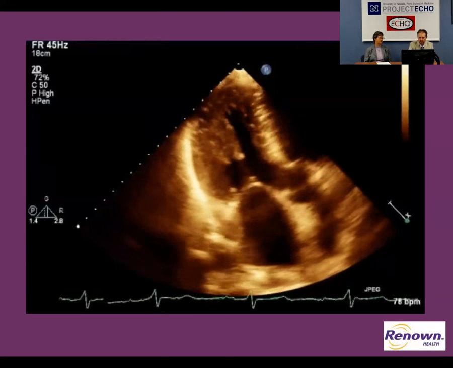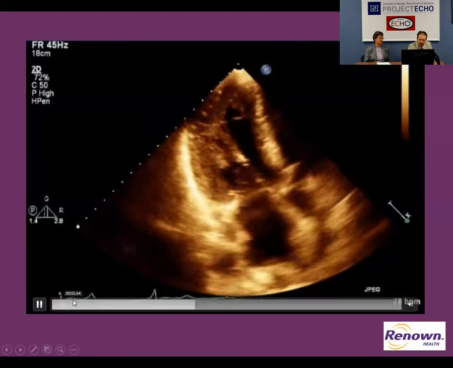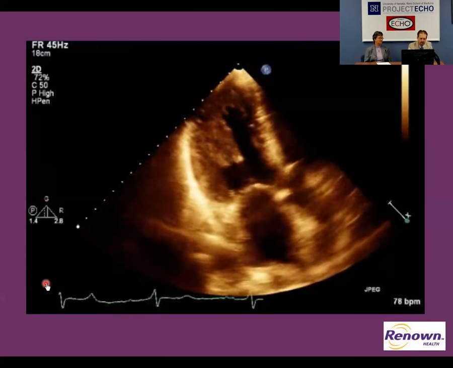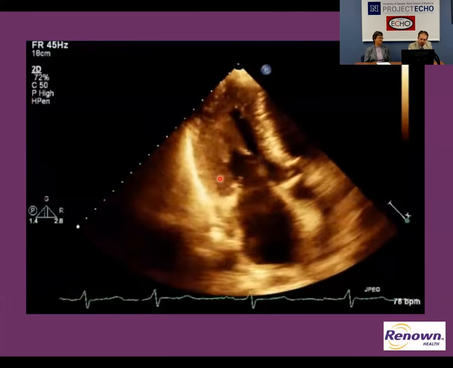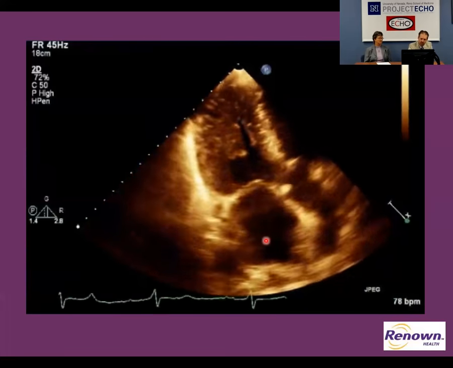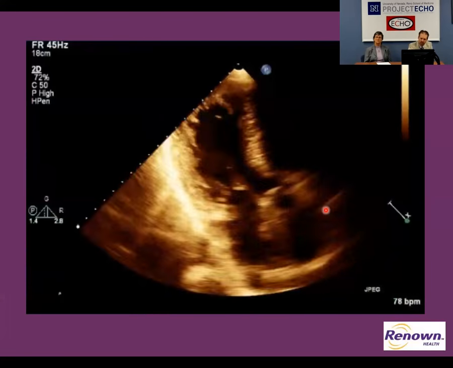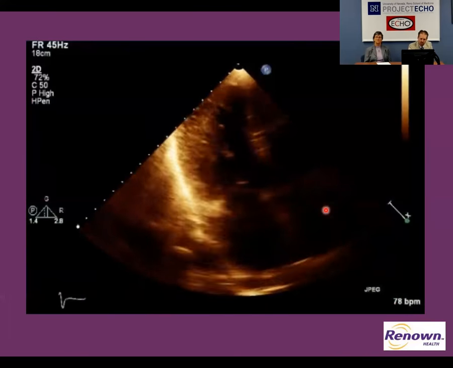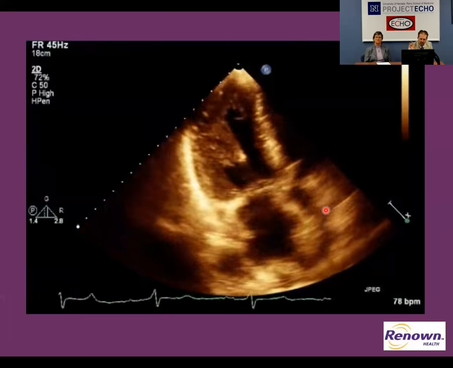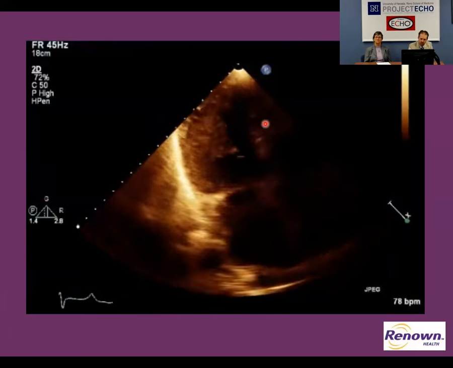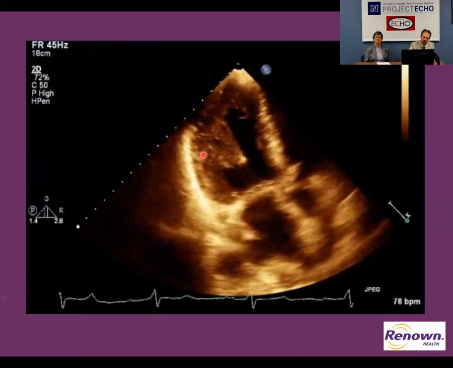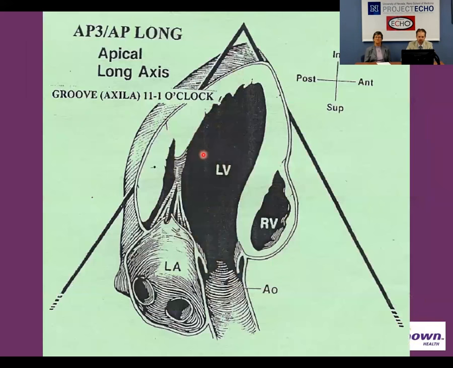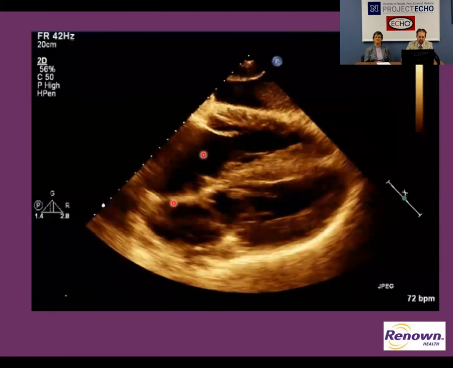For example, here's the left ventricle. Left ventricle, mitral valve, left atrium, aortic valve, and the ascending aorta. And so the idea is that whereas before you might have been looking at the septal and lateral walls, here you're looking at the septal and inferior basal walls. So there's a cartoon view of the same.